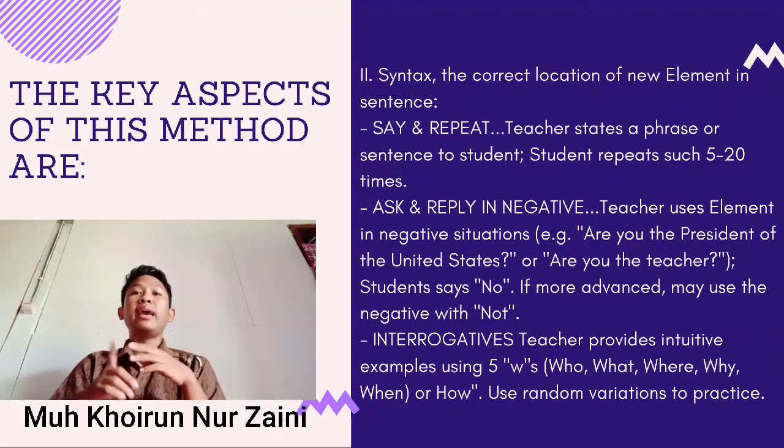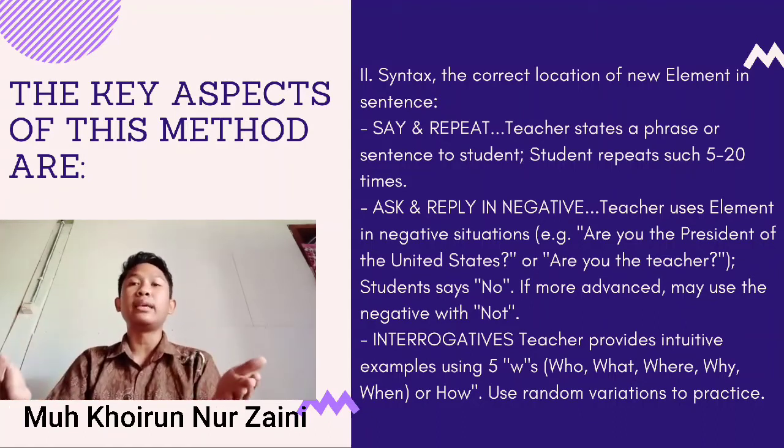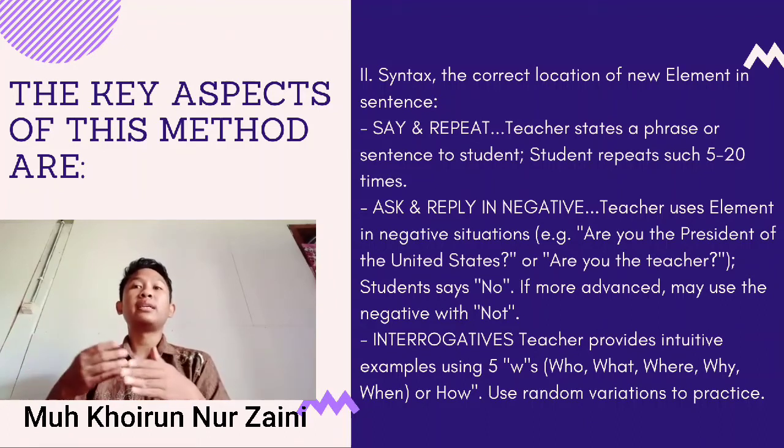Number 1 is say and repeat. The teacher states phrases and sentences to students. Students repeat them five to twenty times. Number 2, ask and reply in the negative. The teacher uses the element in a negative situation. For example, are you the president of the United States? Are you a student? Are you the teacher? Students say no. If more advanced, they may use the negative with no.